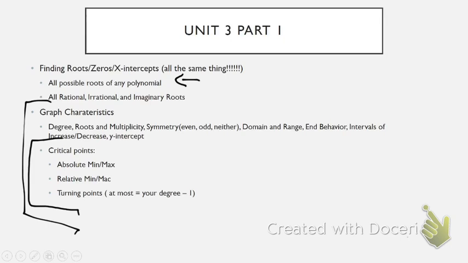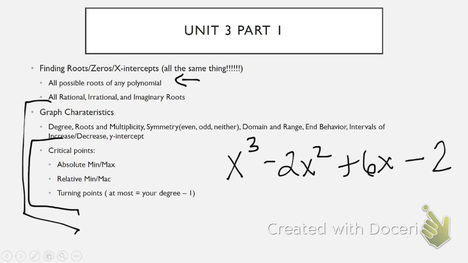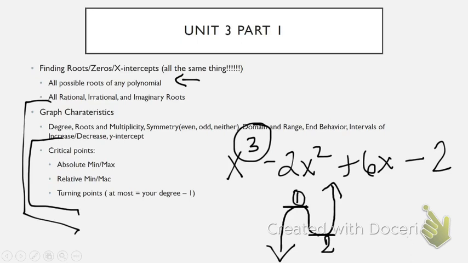So, if you have, just for example's sake, just very quickly, x cubed minus 2x squared plus 6x minus 2, at most, your turning points. What do I mean by turning points? I literally mean these things, the valleys, all right? You're going to have at most 3 minus 1. Do I have at most 2 turning points? Yes, this is 1 turning point, and this is my second turning point, okay? That is what I mean by turning points, okay?